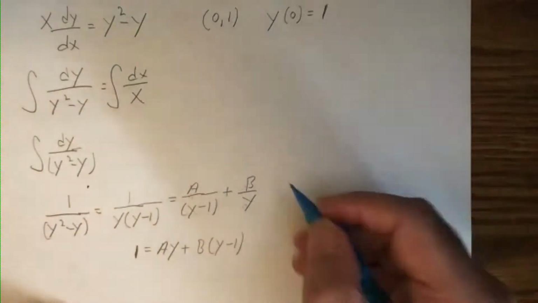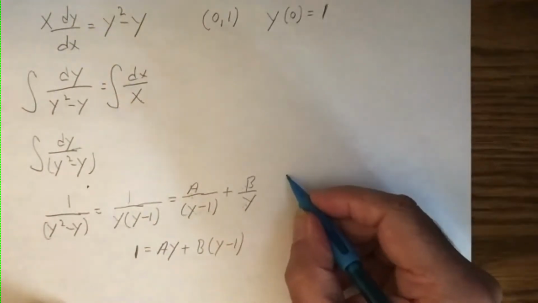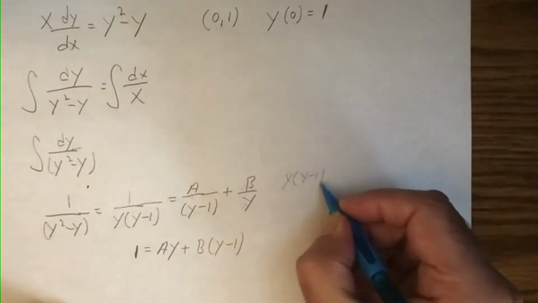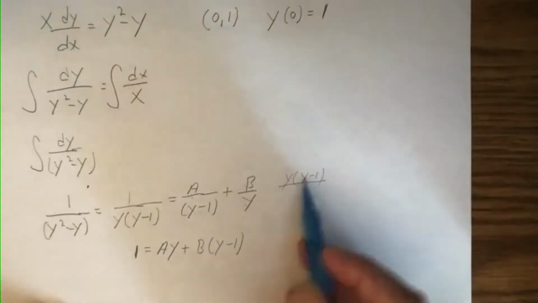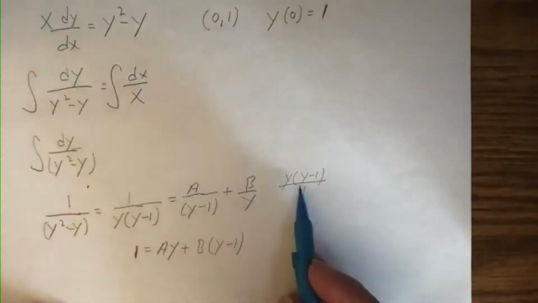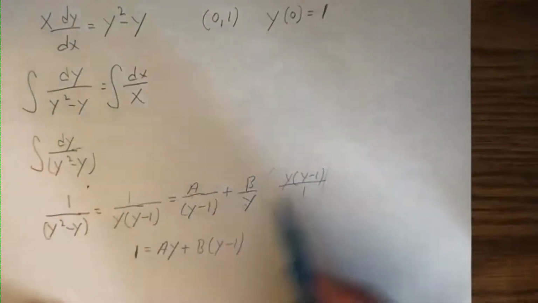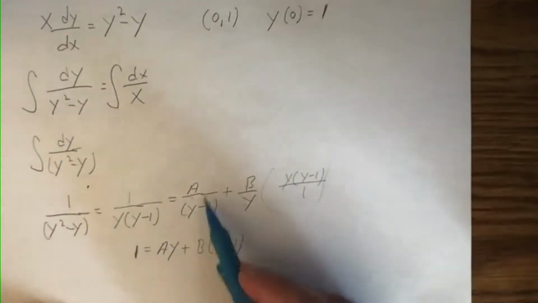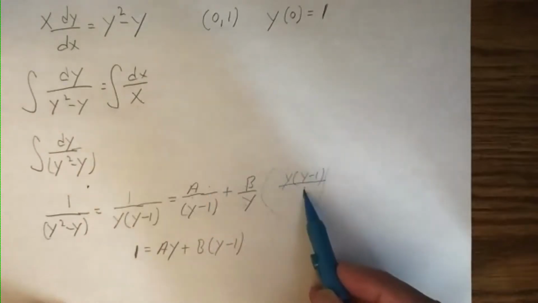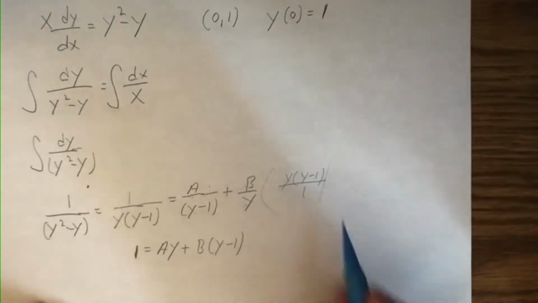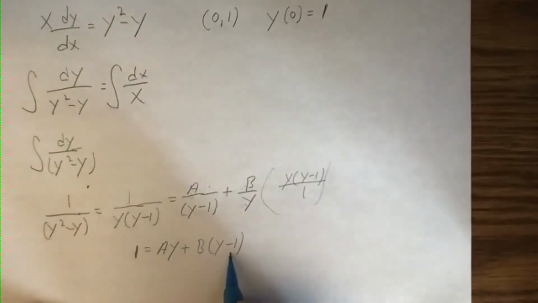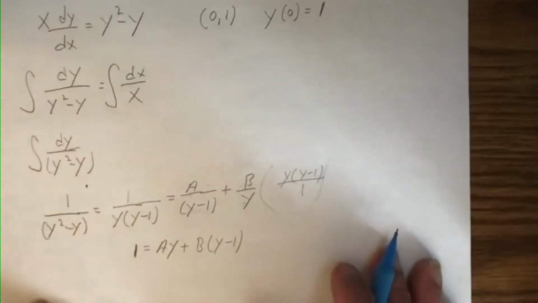If I multiply the whole equation by y times y minus 1, this becomes 1. This cancels with this, and you're just left with the y here. And then here you're left with the y minus 1. So now I have to solve this equation for A and B.